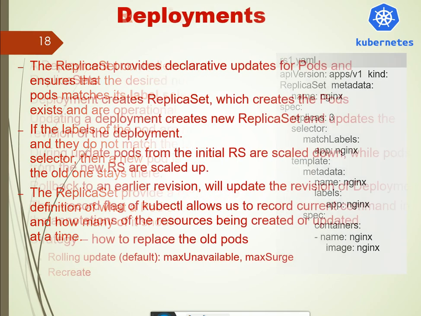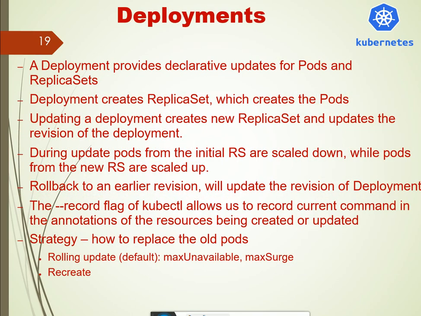Move to the next thing. Deployment. A deployment provides the declarative updates for pods and replica sets. Deployment creates the replica set, which creates the pods. Updating a deployment creates a new replica set and updates the revision of the deployment. During the update, pods from the initial RS are scaled down, while pods from the new RS are scaled up. Rollback to an earlier revision will update the revision of the deployment.